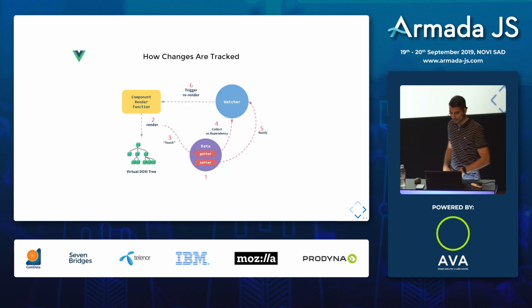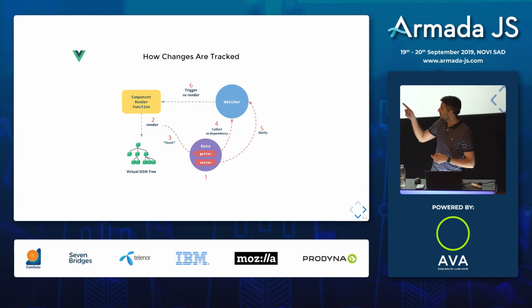Good. So how are changes tracked in Vue? I have put in numbers so we can figure it out. This is actually from Vue's website. At the beginning, it takes our data property from the Vue component, that is the place where we keep our state. And for each property in the state, it defines a getter and setter, so it can track when someone accesses a property in the state and sets a property in the state.